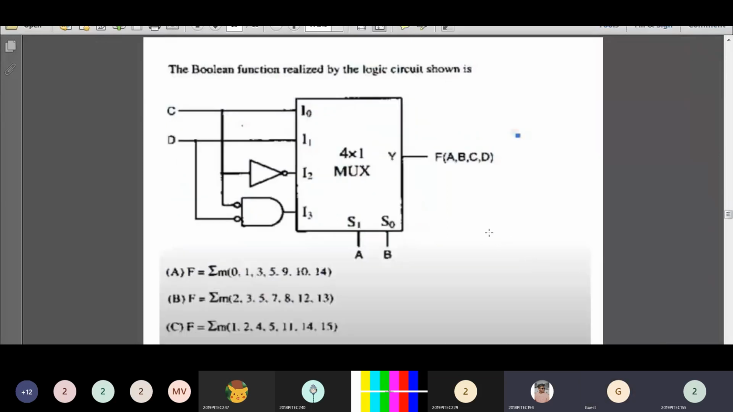Next one. Now let's move on to the next one. The Boolean function realized by the logic circuit shown is, this is a 4 cross 1 multiplexer.